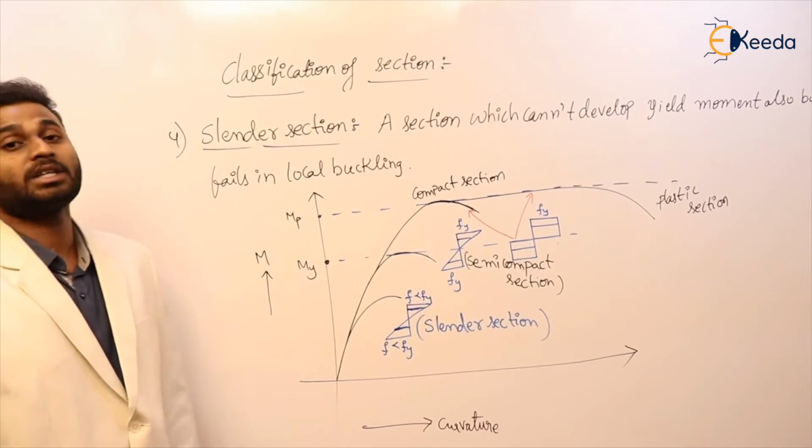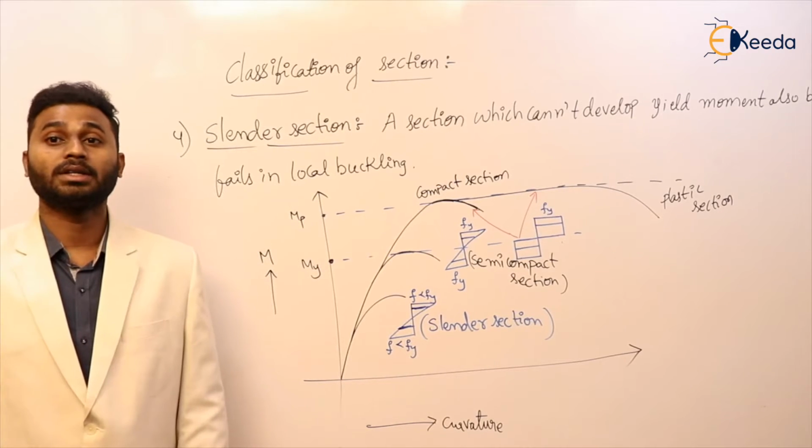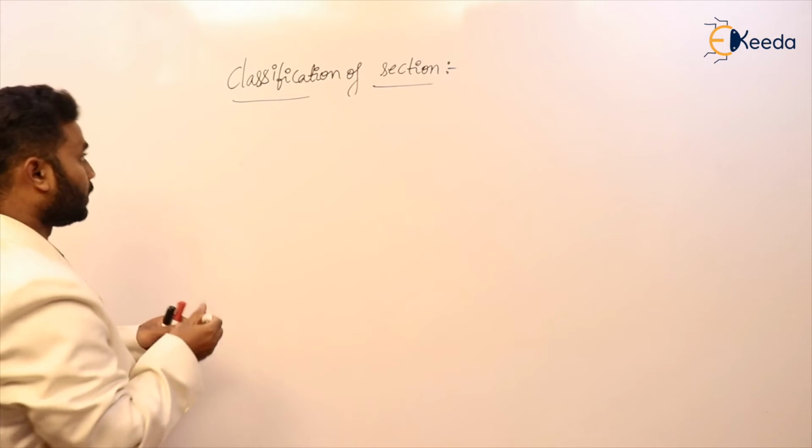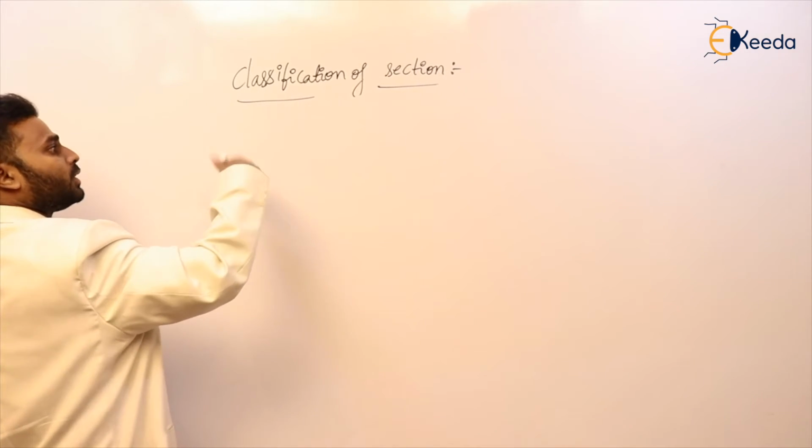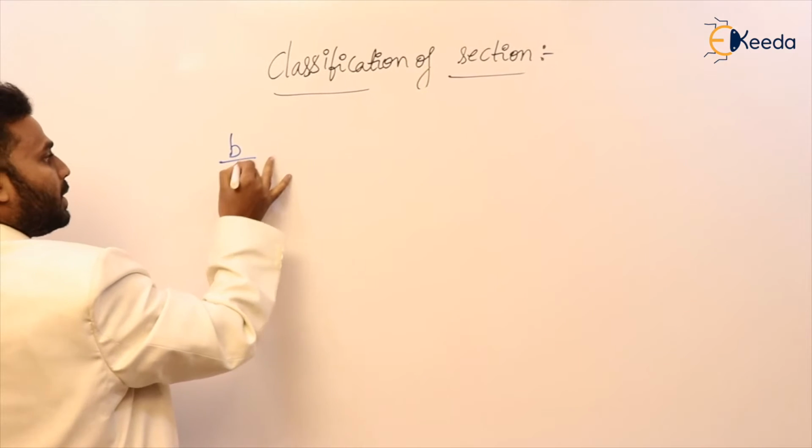Now let us see the other criteria, that is based on the dimensions. Here the classification is based on width to thickness and depth to thickness. B by TF.